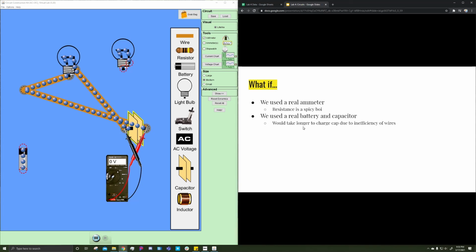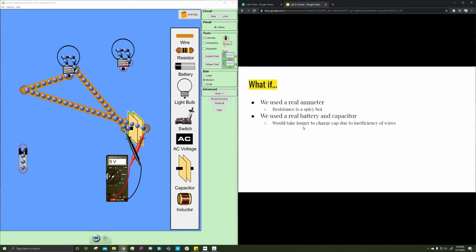And so what would happen is we wouldn't get the same results because resistance does exist in the real world. There's no such thing as a perfect wire or a perfect ammeter. So we would get slightly different results.